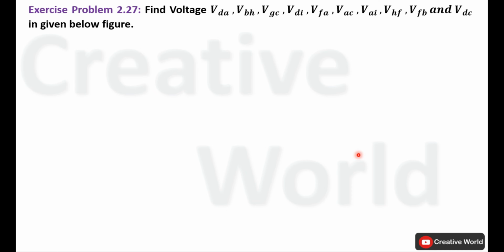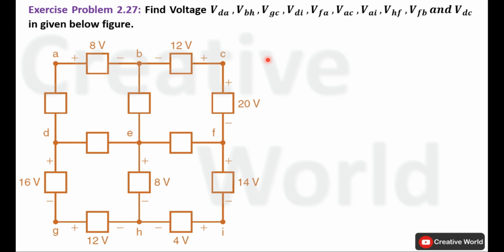Exercise problem number 2.27. Find voltages VDA, VBH, VGC, VDI, VFA, VAC, VAI, VHF, VFB and VDC in the figure given below. There are a lot of values which we have to find inside this single scenario. So stay tuned with me and be patient for this solution. The circuit diagram for this problem is provided here.